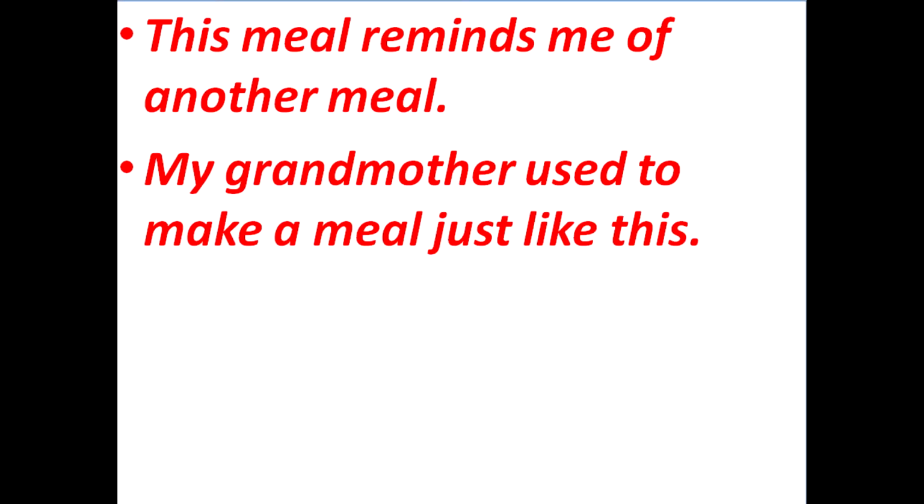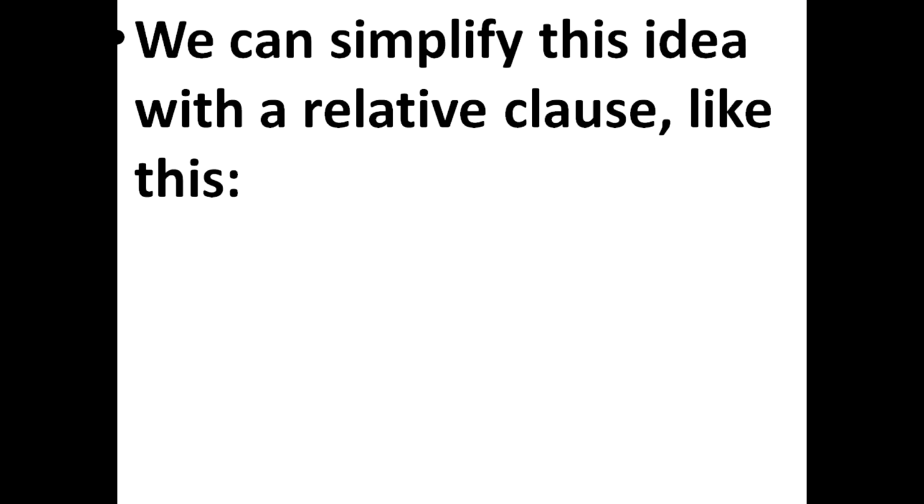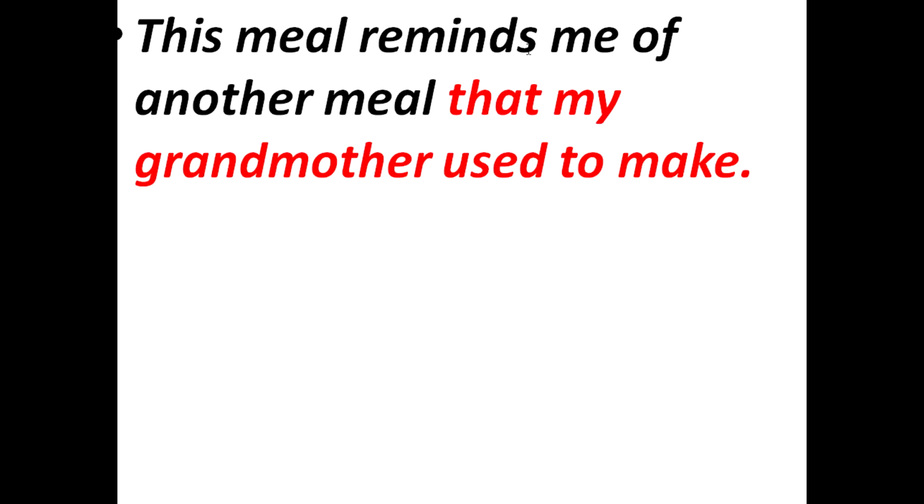Let's take a look at these two sentences. Neither one has a relative clause. This meal reminds me of another meal. My grandmother used to make a meal just like this. We can simplify this idea with a relative clause like this. This meal reminds me of another meal that my mother used to make.